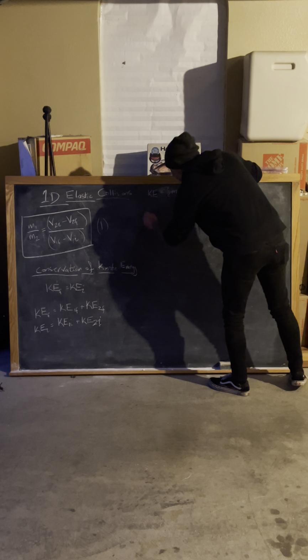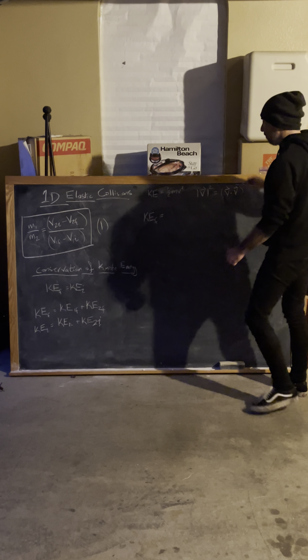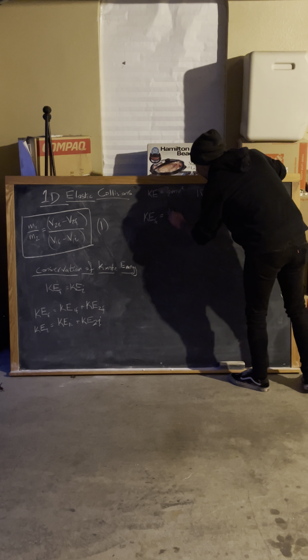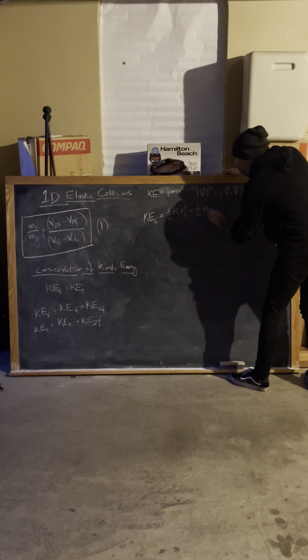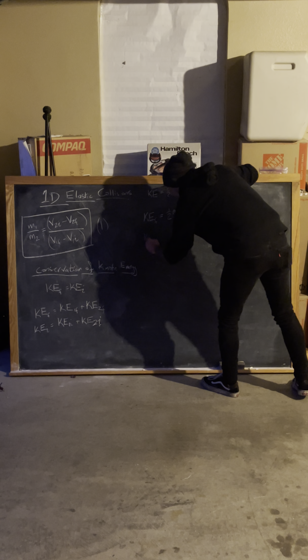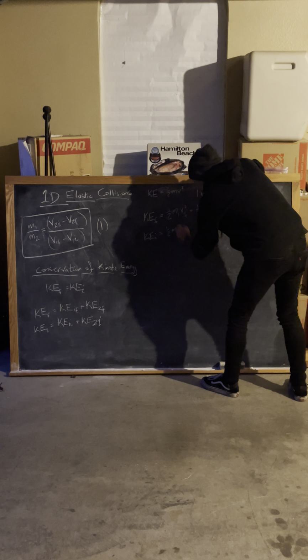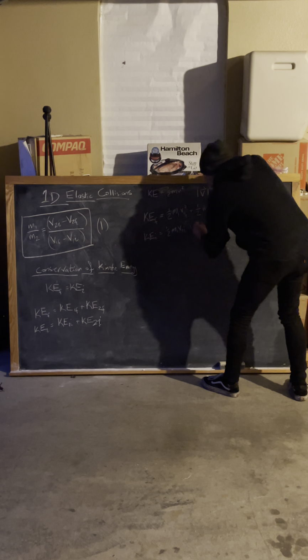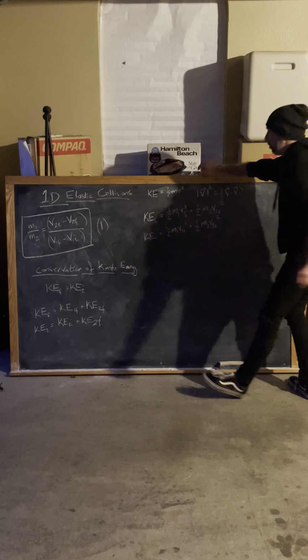So, writing down the final kinetic energy, which is equal to the sum of the individual final kinetic energies of each particle, we have 1/2 m1 v1f squared plus 1/2 m2 v2f squared. And the initial kinetic energy is equal to 1/2 m1 v1i squared plus 1/2 m2 v2i squared.